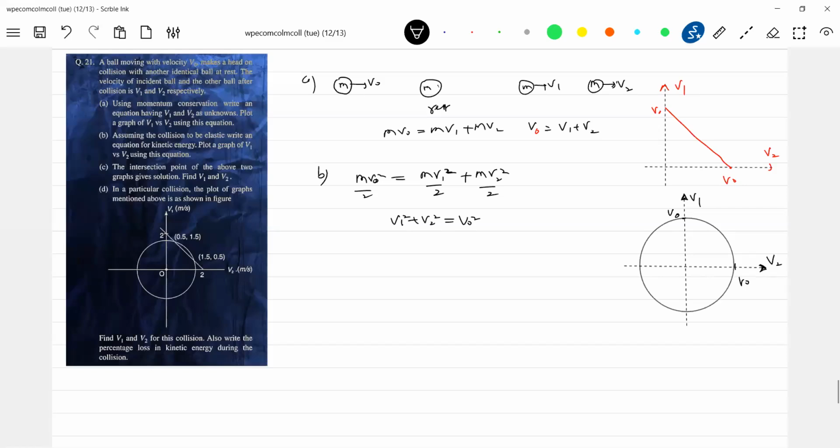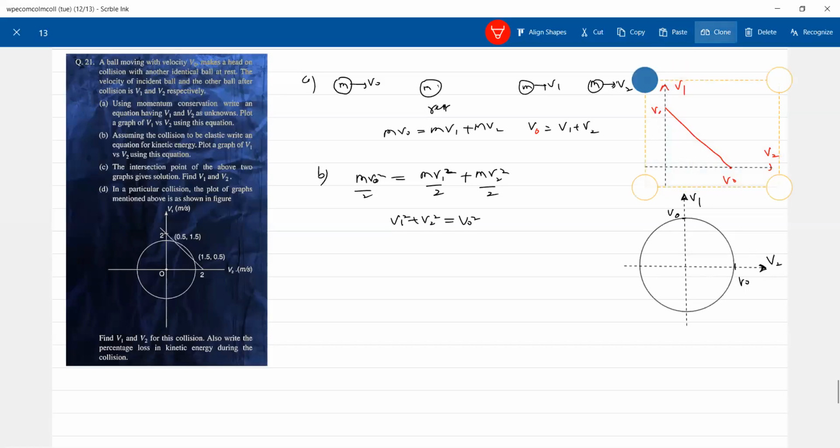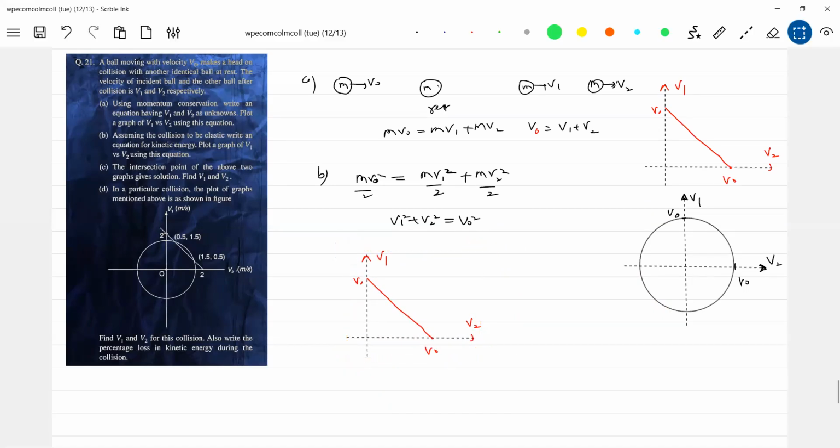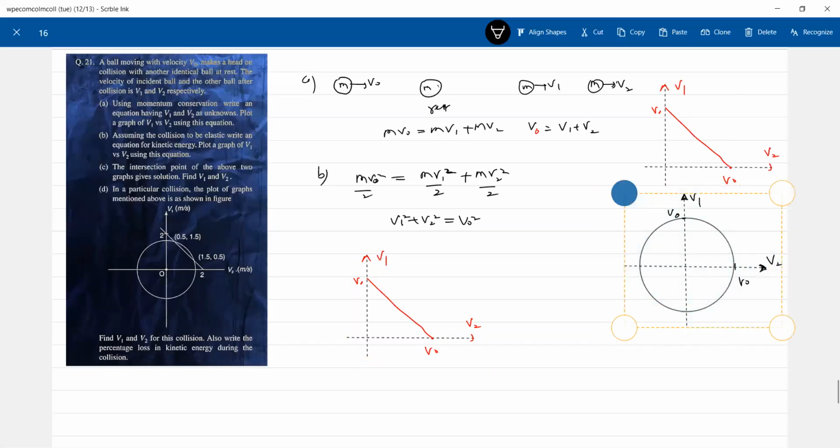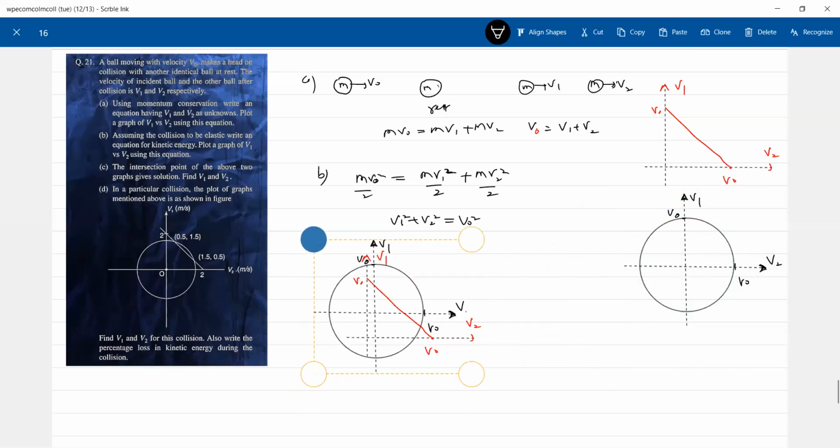Let me superimpose these two graphs. The intersection of the above two graphs gives the solution, to find v1 and v2. Let me superimpose these two. Please, very important, those who have totally forgotten, please do revise. It will help you a lot. You check the advanced paper, we don't have much discussion, and the possibility of such questions being asked is low.